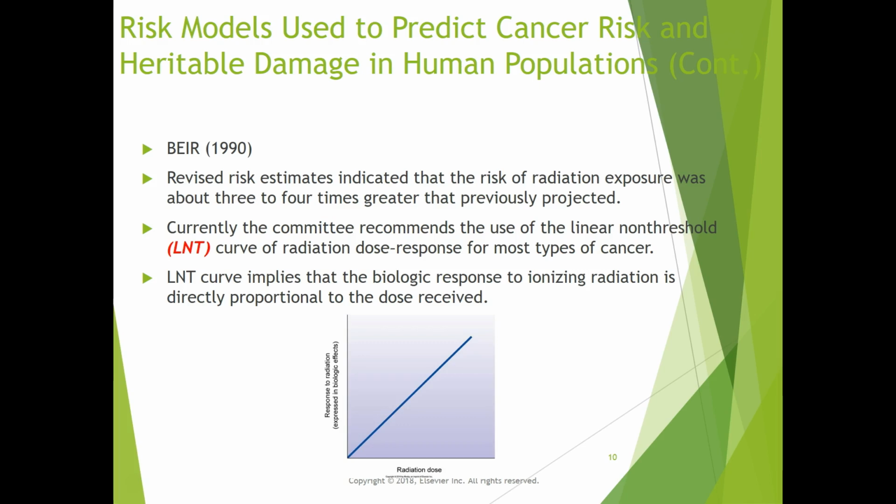So currently the committee recommends the use of the linear non-threshold curve for most types of cancers, and that is that blue straight line. So any amount of dose is going to have an observed biological effect. This equates to there is no amount of radiation that you can absorb without some type of biological effect, so no safe amount.